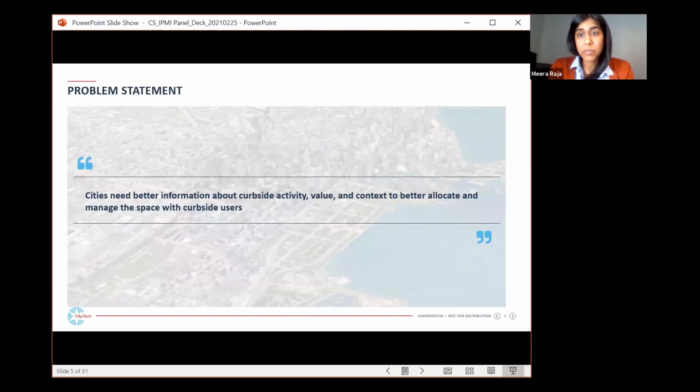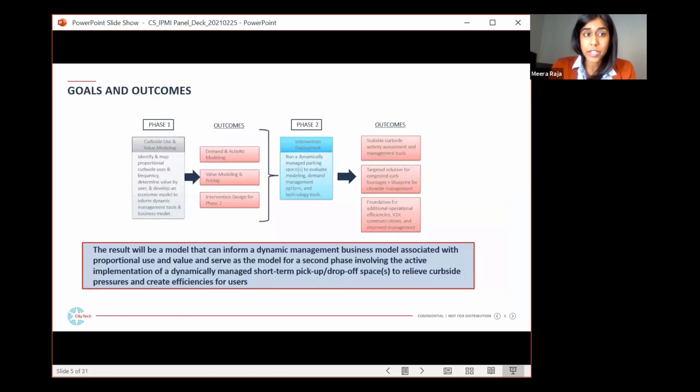And so we started with this problem statement of cities needing better information about curbside activity, value, and context. And once they have that information, being able to use that to better allocate and manage the space with curbside users. So what we wanted to do is think about this from a data and modeling approach first. We understand that a real-time intervention does need to happen, and we'll talk about that afterwards, but we really wanted to first start with this data piece of it. So that's where we want to get started, and that's what we're going to talk about, the exploration of our project.